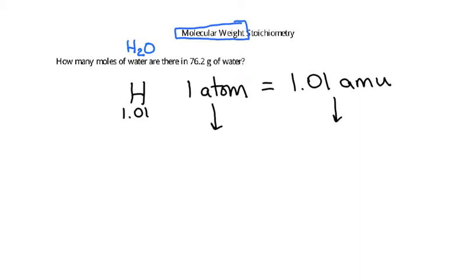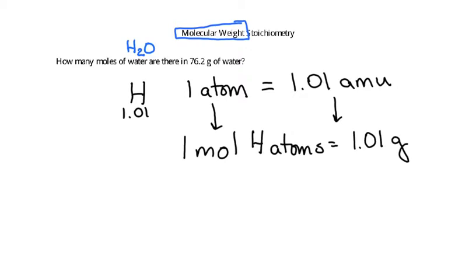So to go from microscopic to macroscopic, instead of saying one atom weighs 1.01 AMU, 1 mole of hydrogen atoms weighs 1.01 grams. Now this 1.01 is not talking about AMU, it's talking about the atomic weight in terms of grams per mole. So 1 mole of hydrogen atoms weighs, or is exactly equal to, 1.01 grams. And oxygen, same thing.